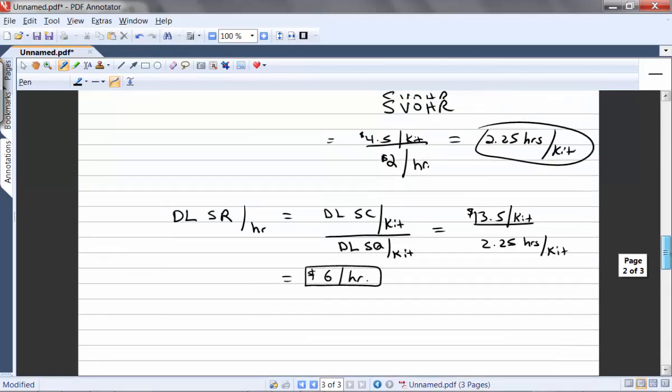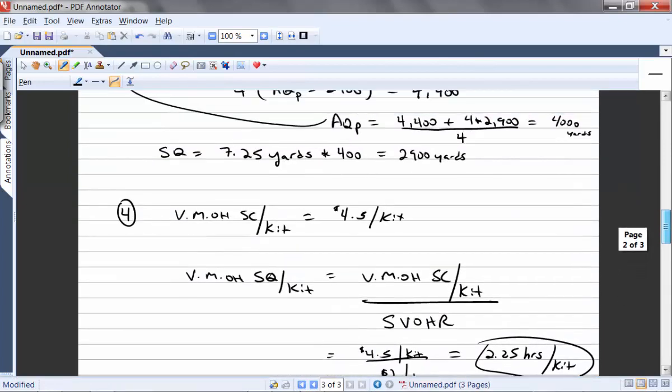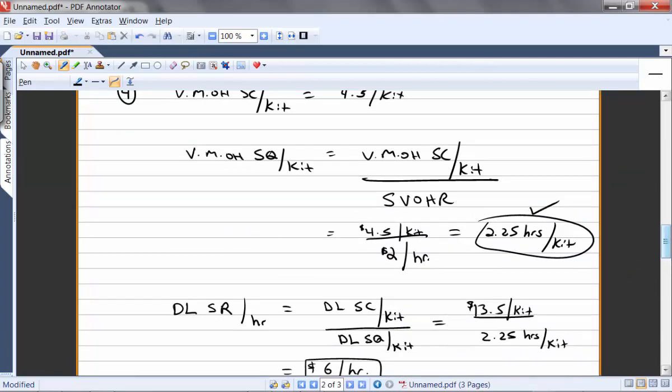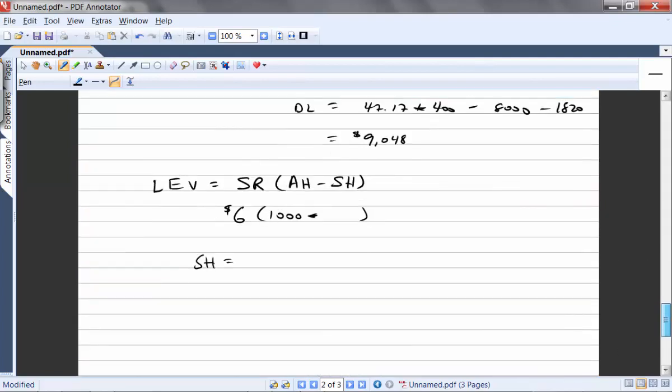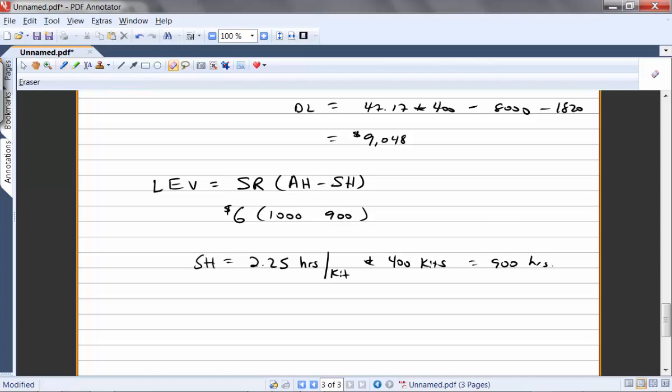Well, let's find out. We figured that out earlier, right here. It should take 2.25 hours per kit, right? So the standard calls for working 2.25 hours per kit, and we know we made 400 kits this month. So we should have worked 900 hours. We actually worked 1,000 hours. We worked 100 more hours than we should have. That's not good, right? It's unfavorable.